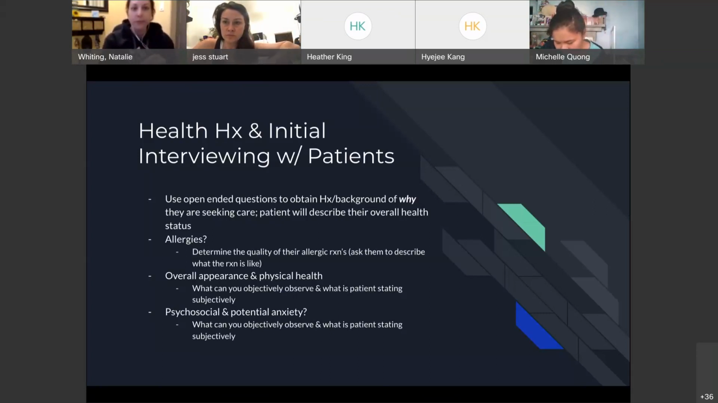For overall appearance and physical health, as well as psychosocial and potential anxiety they may have, you want to objectively observe the patient and then also take in what the patient is stating subjectively. So you want to look and see and also listen to what they're saying.